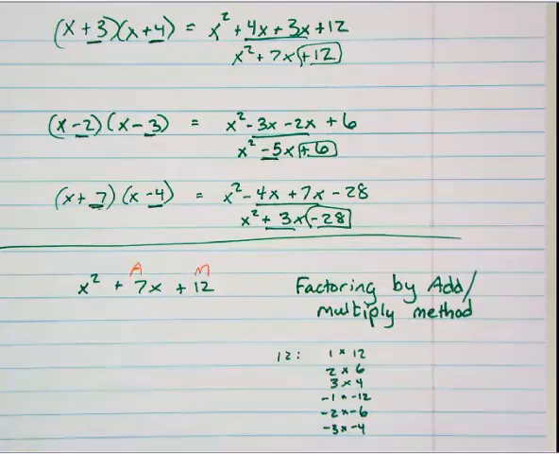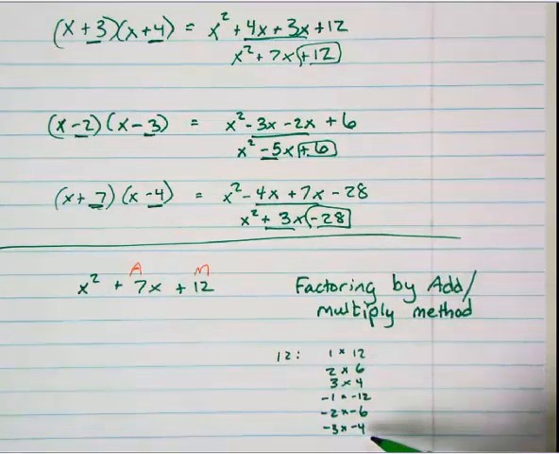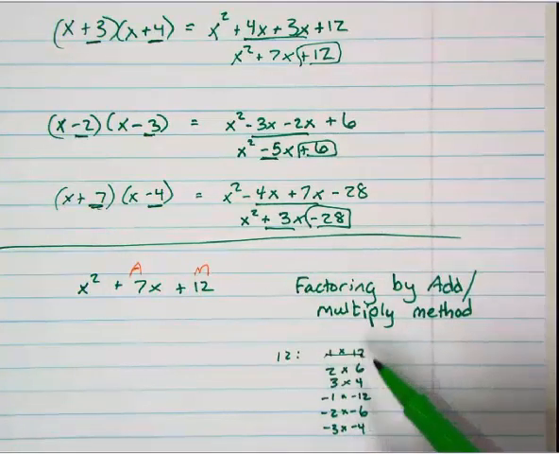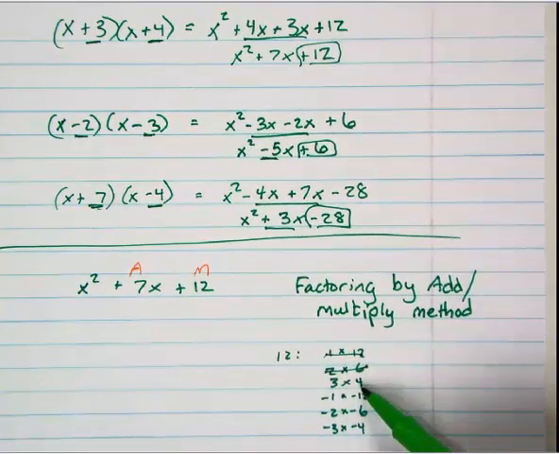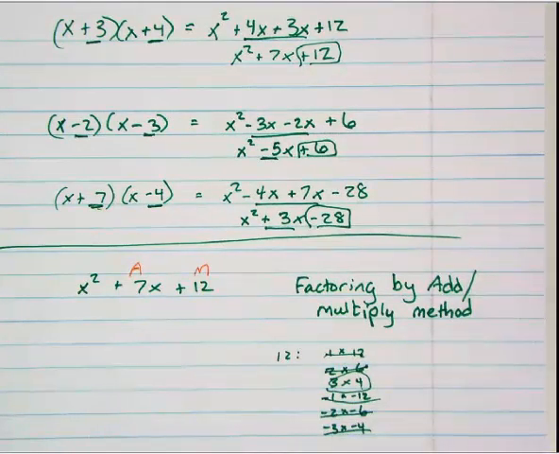Which set of factors would add to positive 7? Every single one of these multiplies to positive 12, but which set will add to positive 7? Not that, not that, that will. Just check the rest: that will not, that will not, that will not. Which means, okay, I'm going to go back.